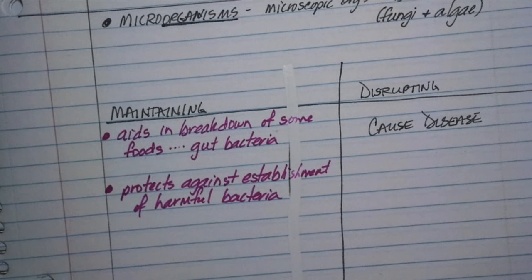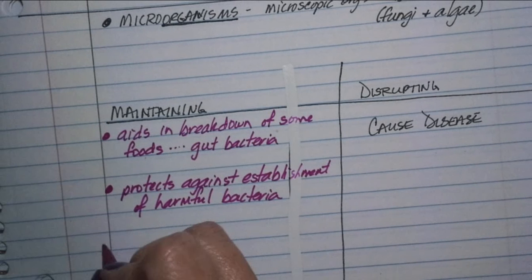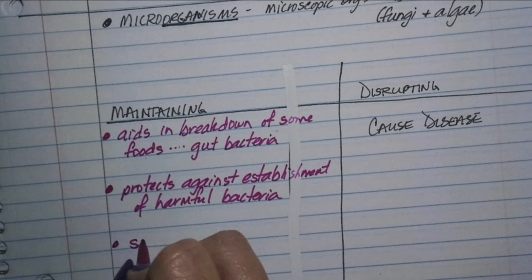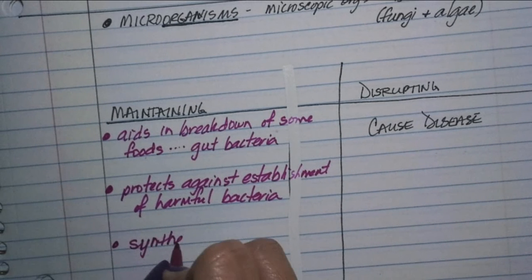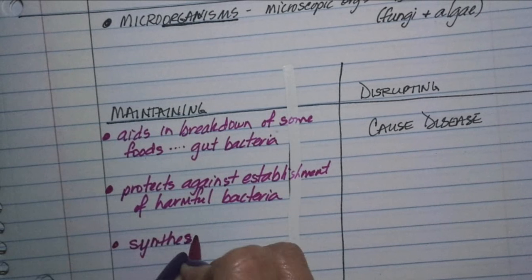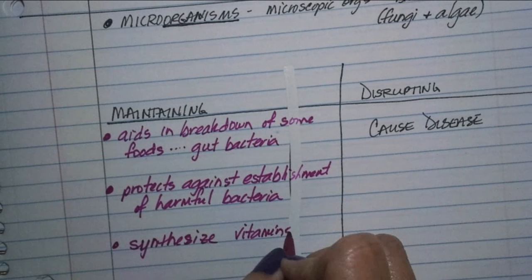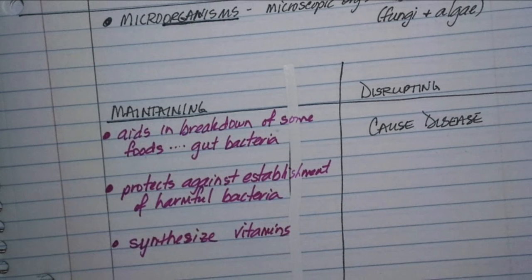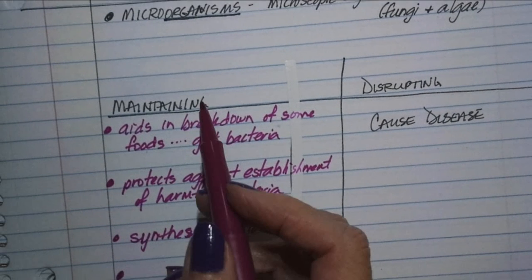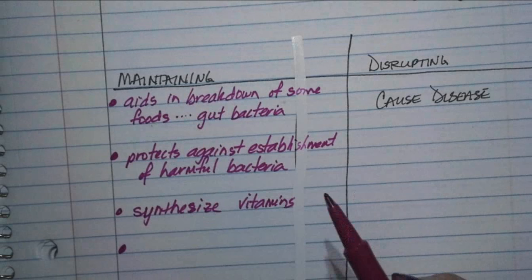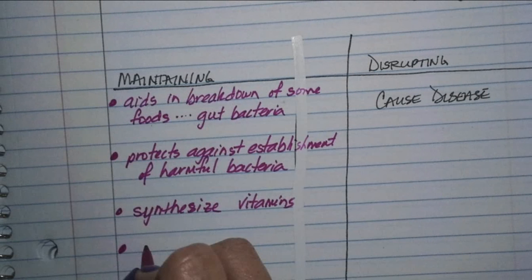There are some bacteria that synthesize vitamins. What's synthesize? They make them. They actually make them. They synthesize vitamins. And remember that we're talking about microorganisms, so not all of them are bacteria. Remember that there are some fungi. There are some fungi that produce chemicals that are deadly to bacteria.